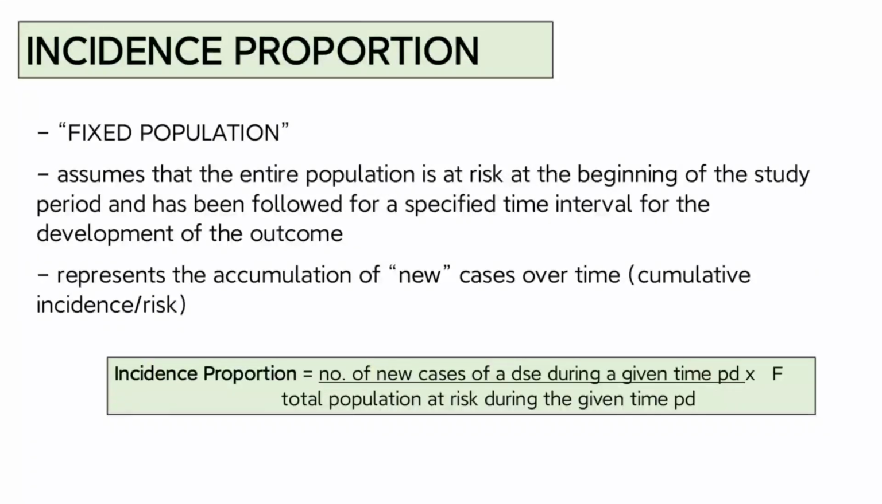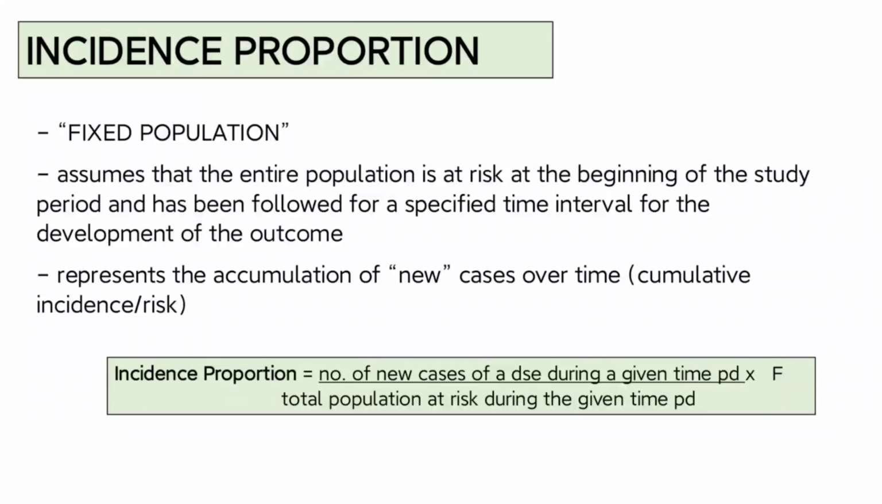So, pag fixed population ka, again, yung mga population mo, yung observation period ng start hanggang end, sila pa rin yun. Okay? Fixed population. It assumes that the entire population is at risk at the beginning of the study period and has been followed for a specified time interval for the development of the outcome. It represents the accumulation of new cases over time. So basically, kaya natin siya tinawag na cumulative incidence or the measure of risk.